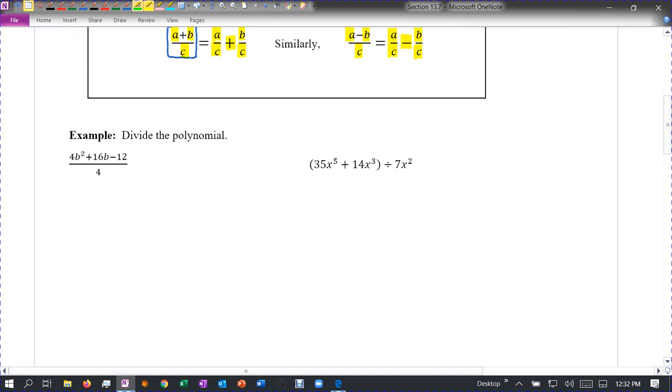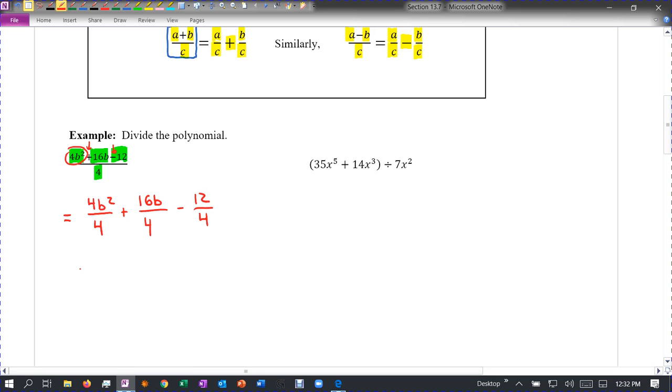So let's see how that works on the following examples. Notice on the first example, we have multiple terms. We have one term, two terms, three terms divided by a single term. So the first thing I'm going to do is rewrite this. I'm going to do the first term, 4b squared, and then over the denominator 4. And then there was a plus sign, so I'm going to say plus. And then I have 16b, and then I divide that by 4. Then I have a minus sign, so minus, and then I have a 12 up there and divide by 4.